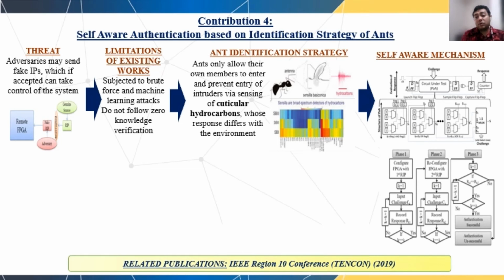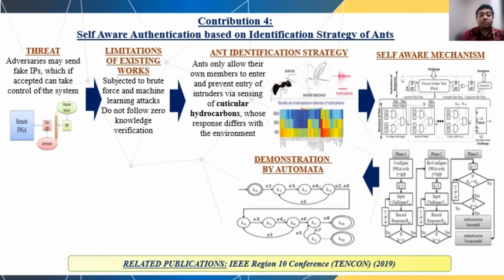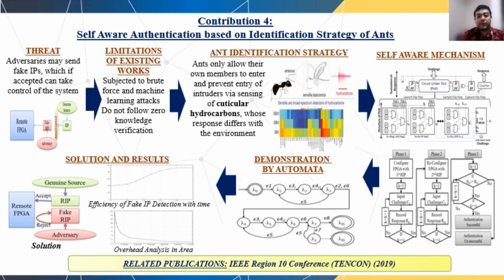And based on the cuticular hydrocarbons, we develop a proof of authentication module which is associated with the intellectual properties developed from a particular source. As the proof of authentication module differs from source to source, the signals emitted, or the side channel characteristics in our case, will also be different. So we demonstrate this by automata, and we obtain a self-aware authentication mechanism where we can prevent entry of fake IPs to the remote FPGA platform, and we also ensure a zero-knowledge authentication mechanism via this method.